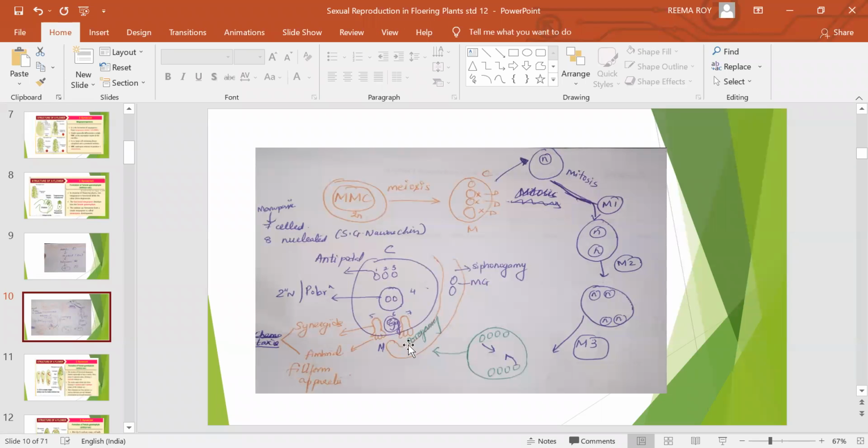For what is this pollen tube there? For gametes to enter into the ovary.